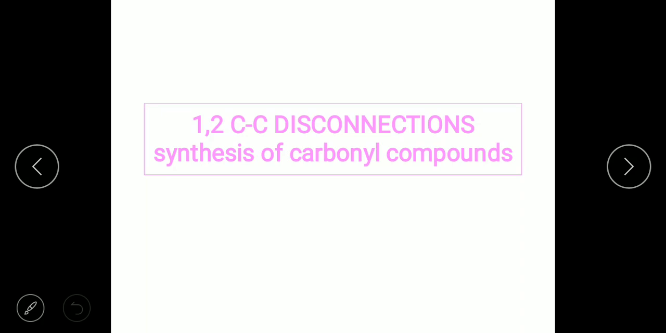Hi students, today we will learn 1,2-CC disconnections in the synthesis of carbonyl compounds. These are similar to the 1,2-CC disconnection of alcohols, but here we are going to disconnect a bond which is two carbon atoms away from the carbonyl. So let us look at some examples.